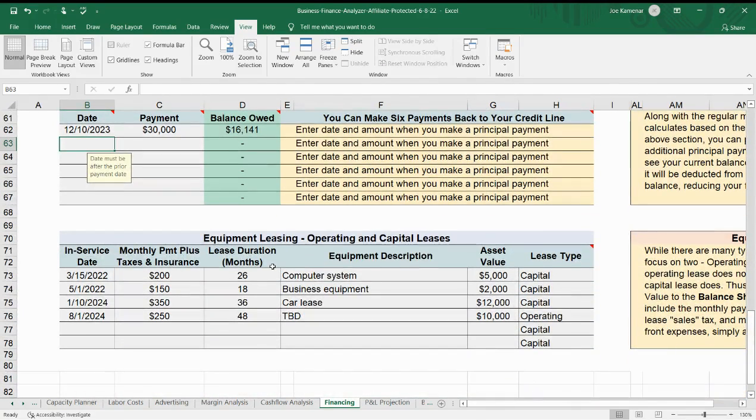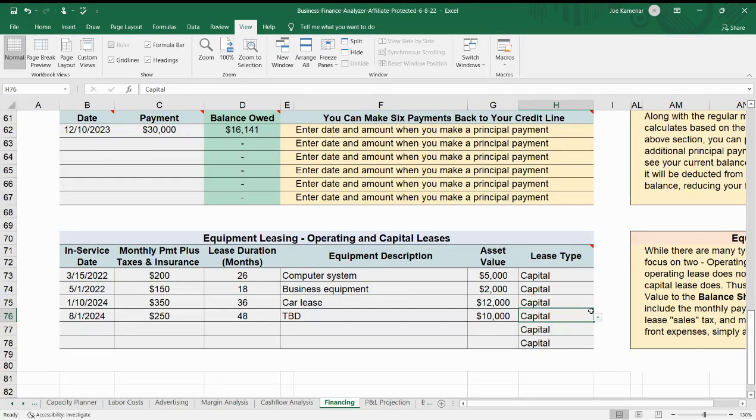And then finally, we have equipment leasing, operating and capital leases. So I don't want to get into differences between these, but basically capital lease accounts for an asset value that goes on the books, and operating lease does not. And what I'm just kind of showing here is dates when you put these in service, monthly payment, and the lease duration, and kind of what it was. And TBD, I didn't put something down on this last one. But you have the option. These are drop downs. So you can select operating or capital lease.